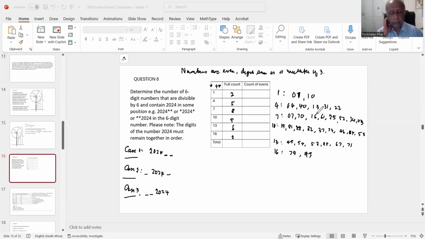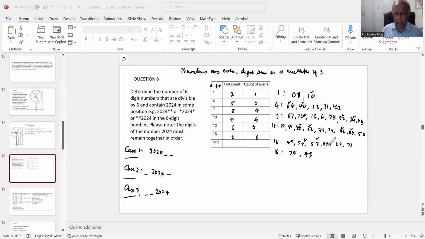All the numbers must be even. So let's count the even numbers. In this lot here, you got 0, 4, 4, 0, and that. So there's 1 even here, and there are 3 evens for 4. For 7, you got 1, 2, 3, 4. So you got 4 evens for 7. And for 10, you've got 1, 2, 3, 4 also. You got 4 for 10. And for 13, you got 4, and these are all odd. And here, neither of them.